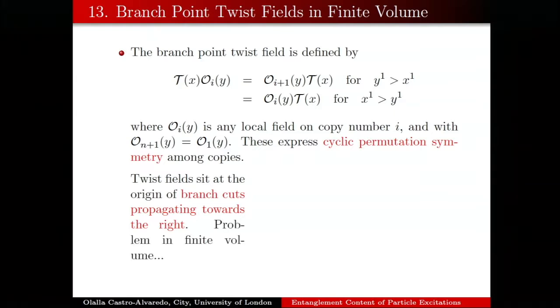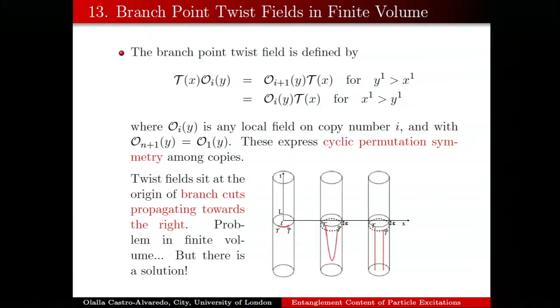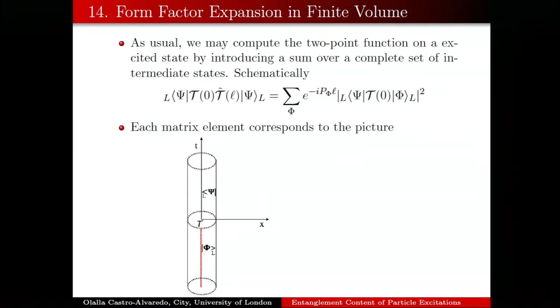If you think about the finite volume geometry we're considering here, you have your time, which is infinite, and finite volume, so everything is compactified on a cylinder. You have these two twist fields in there. And then, to compute their two-point function, ideally what you want is to introduce a sum over a complete set of states in the middle.